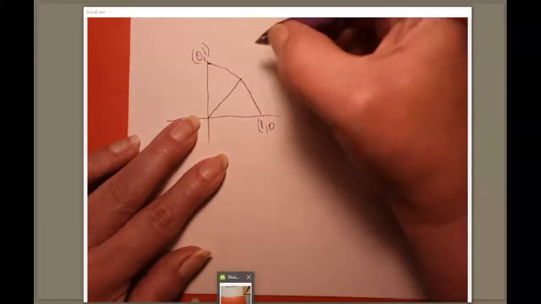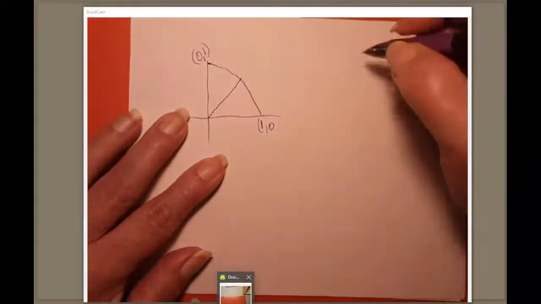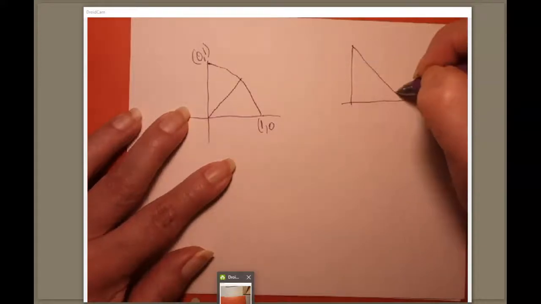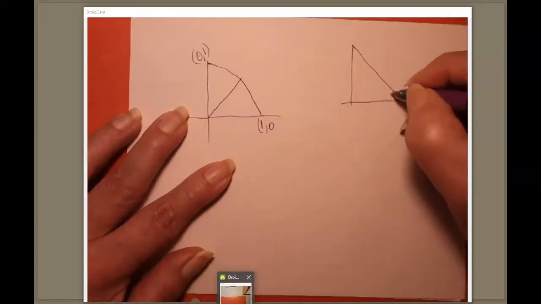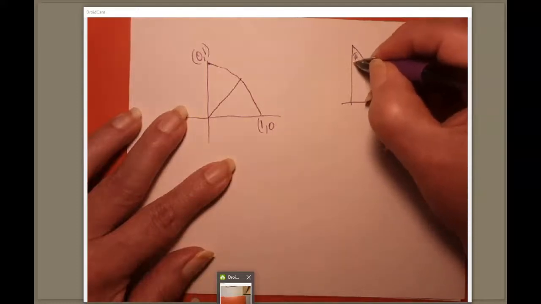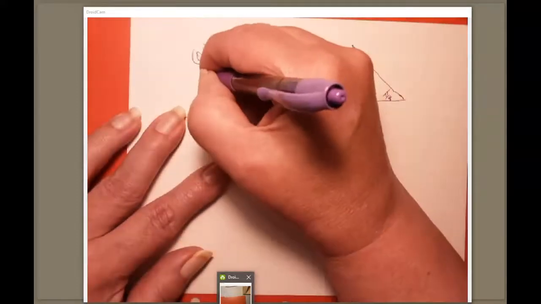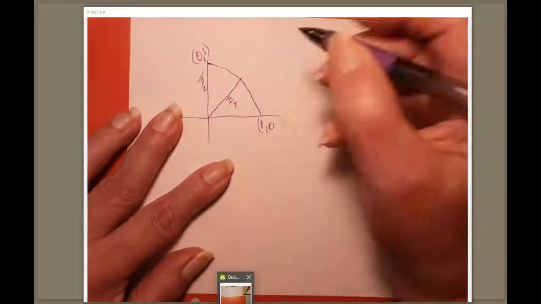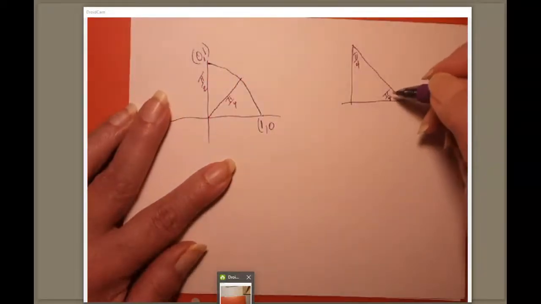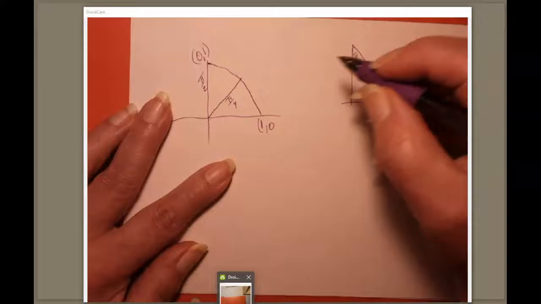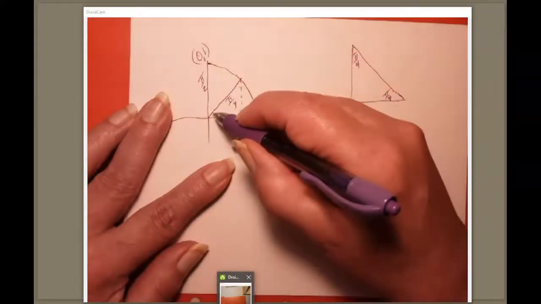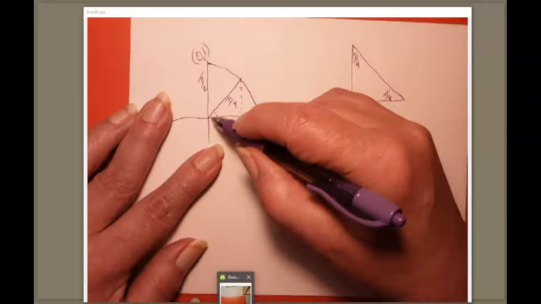So if you remember from your 45, 45, so this is 45 or pi over 4. Remember that this is pi over 2. This would be pi over 4. 45, 45, 90 triangles. This is really here. This is 45 and that's 45. This is 90. This would be the 1.